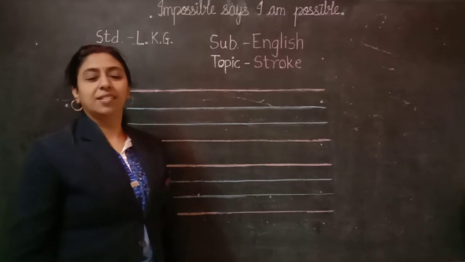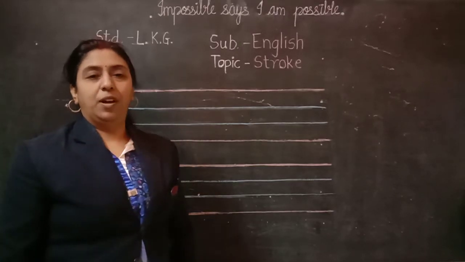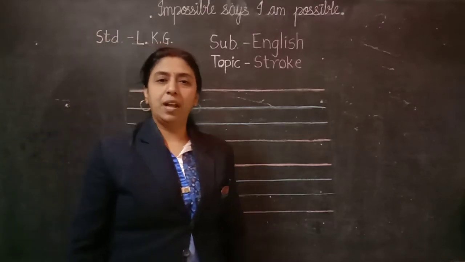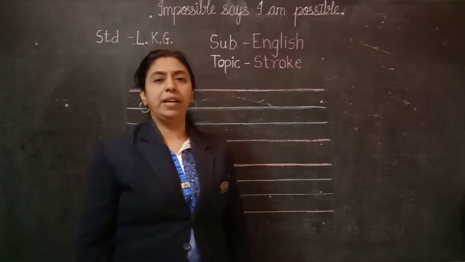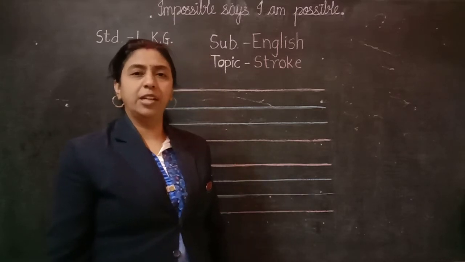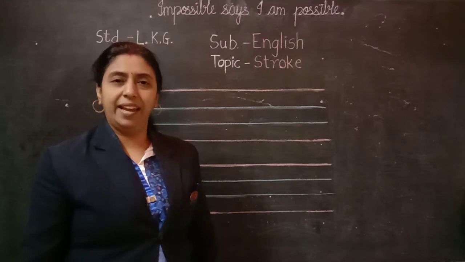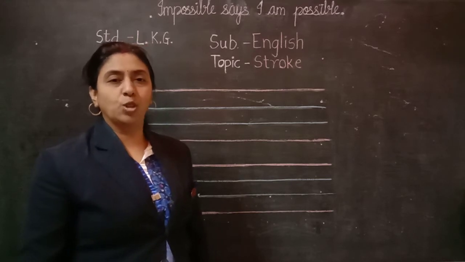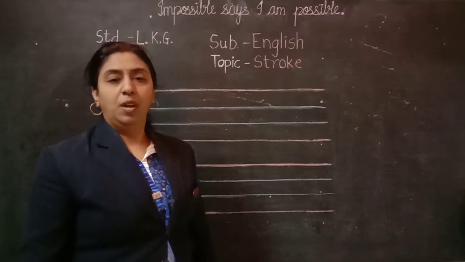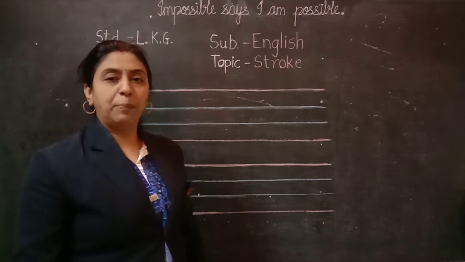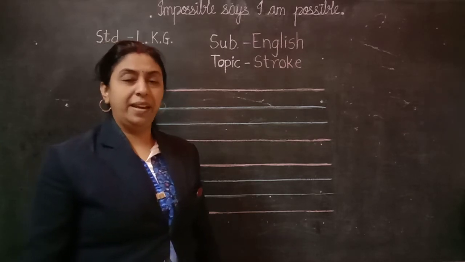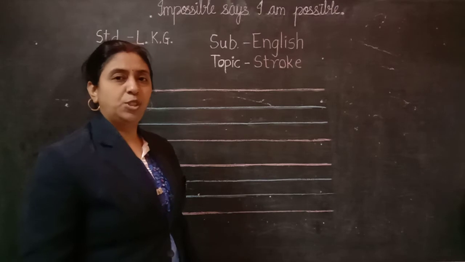Hello students. Yesterday we learned how to write capital and small alphabet A with the help of strokes. And today we are going to learn how to write capital and small B with the help of strokes.